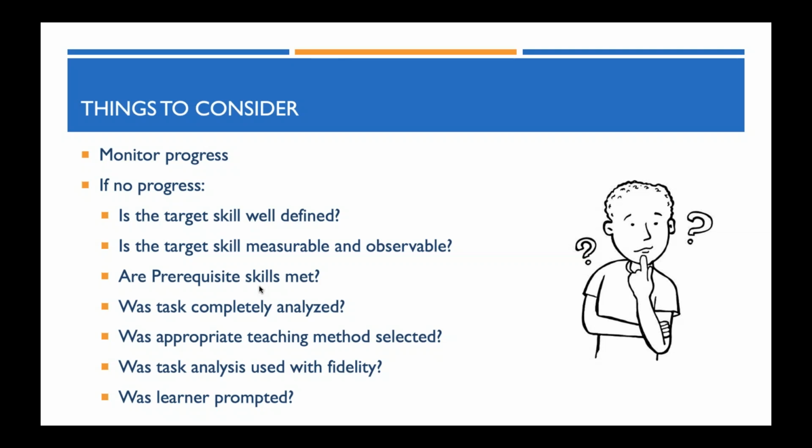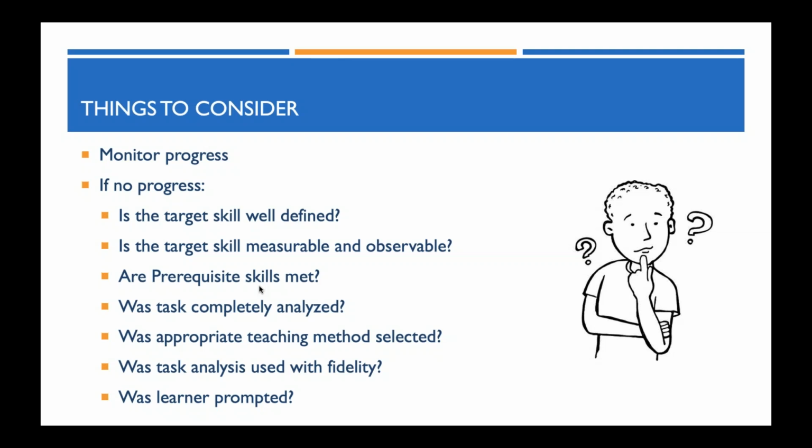Another important thing is to ask yourself, was the task completely analyzed? So a lot of the times when you're teaching a task analysis, you get stuck on one step and the learner is not progressing. That's when you might want to think about breaking that step into even smaller steps, about how you can do that. And that could solve the problem a lot of times. Then you teach each of those sub steps, and then they will move more quickly.